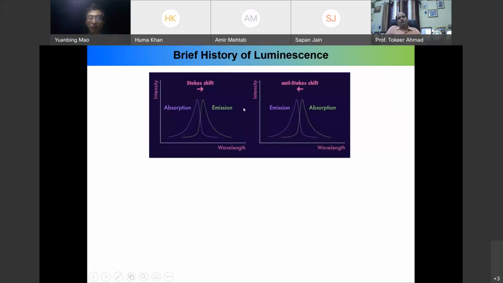That's a Stokes shift. But there are other types of luminescence as well. Some phosphors can absorb light at a longer wavelength and then emit light at a shorter wavelength, and that is called the anti-Stokes shift. Again, tomorrow we will talk about this, but I want to give you this background information today.